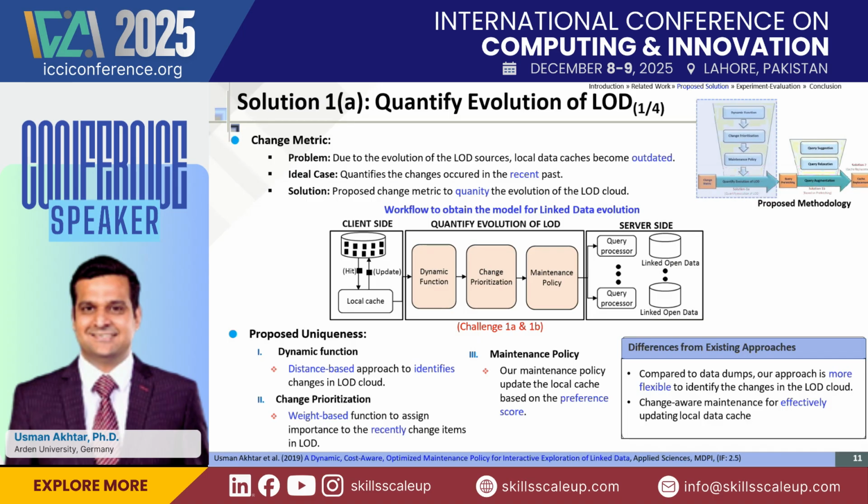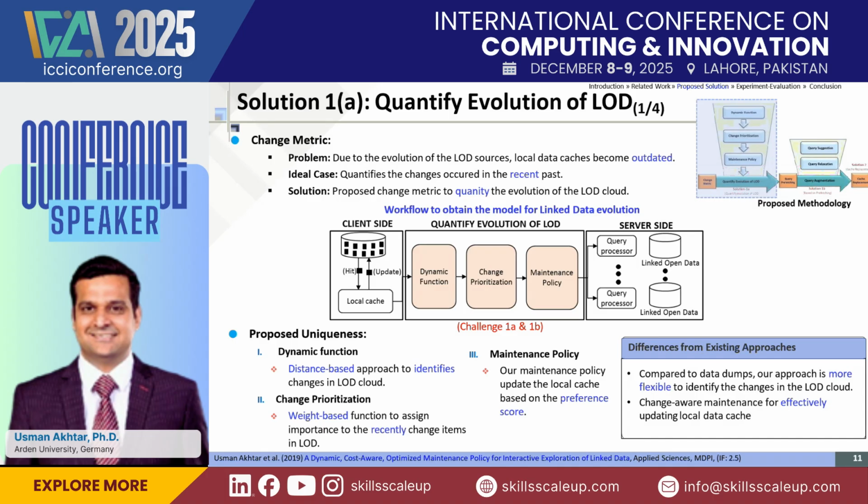So this is solution one, which is about the use of the dynamic function. We develop a dynamic function to quantify the evolution of linked open data. This helps us understand how linked open data changes over time, because we want to capture the evolving nature of this data. And also we want to prioritize the updates to keep the local cache fresh. And second, we have implemented something called query augmentation, which I will explain.